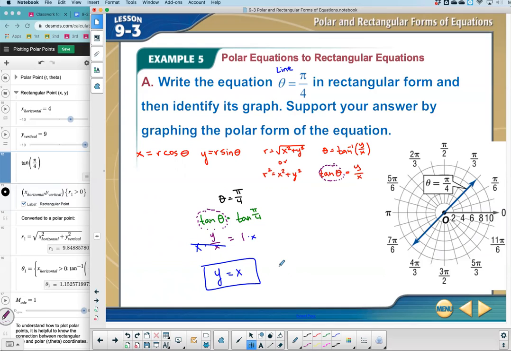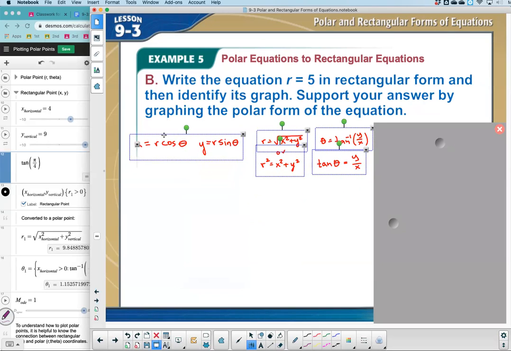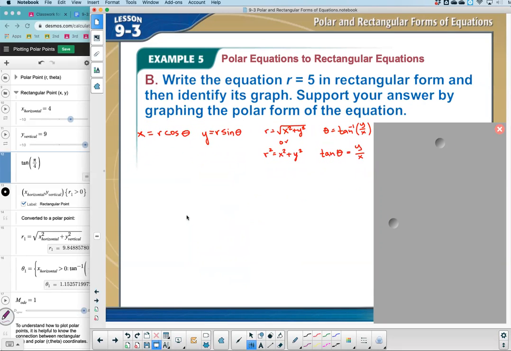All right, I have 3 or 4 examples for example 5 to show you, just to make sure you have plenty of examples to compare to for your homework. So now we're going to look at r equals 5. This is where people start getting troubled more when dealing with polar, because r is shared in 3 of the 4 equations.